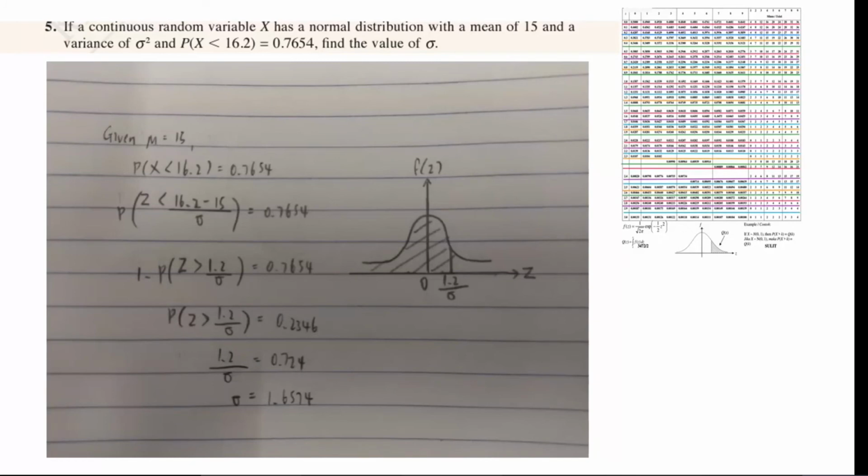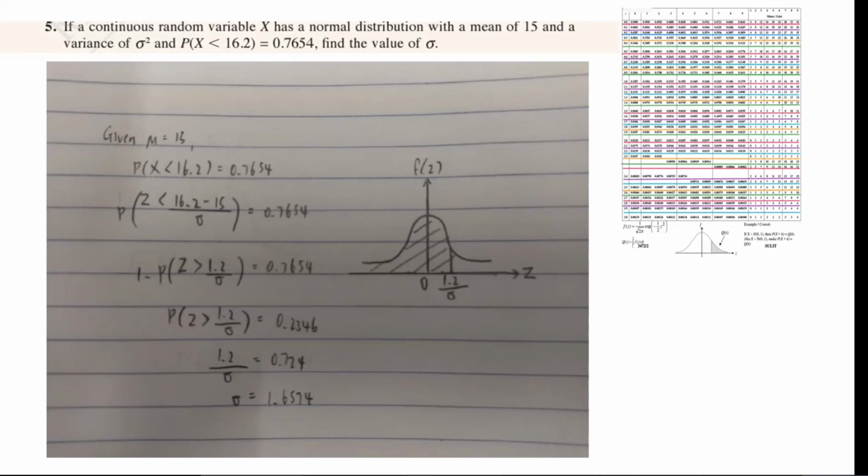A continuous random variable X has a normal distribution with a mean of 15 and a variance, and P(X < 16.2) is equal to 0.7654, find the value of standard deviation. So the question gives the mean equal to 15, and we need to find the value of standard deviation. So we need to standardize X to Z, that becomes P(Z < (16.2 - 15) over standard deviation) equal to 0.7654.